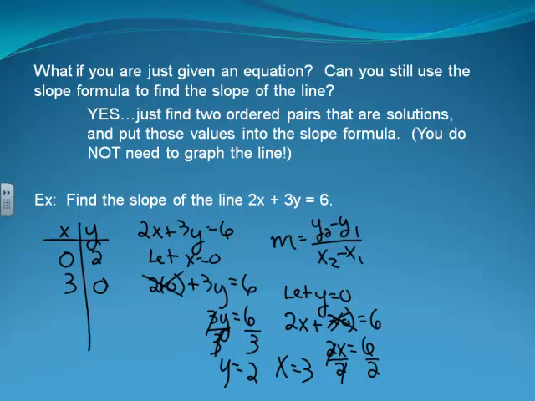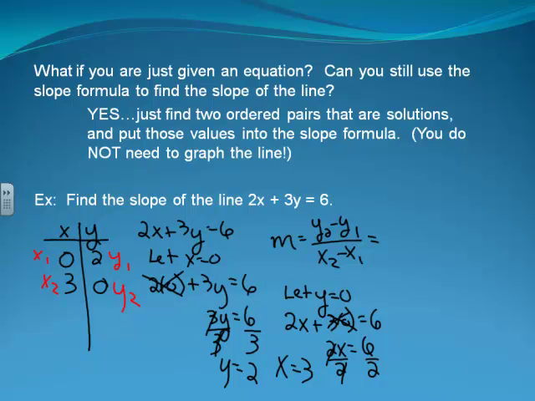All right, there's my two ordered pairs. What we're going to do with those is we're going to label them. Let one of those points be x1, y1. Let the other point be x2, y2, and then plug that into your slope formula. It doesn't matter which way you label it.